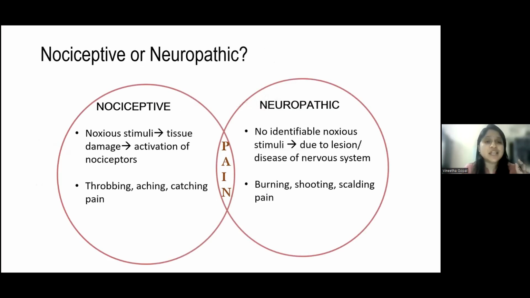When a patient is sitting in your OPD and complaining of pain, just writing in the document, patient is having pain, the pain score is 5/10, this is not enough. We should try to identify whether it is nociceptive or neuropathic, because that changes the way of management. The nociceptive pain will be throbbing, aching, catching kind of pain, whereas neuropathic is burning, shooting, scalding kind of burning, tingling, numbness.